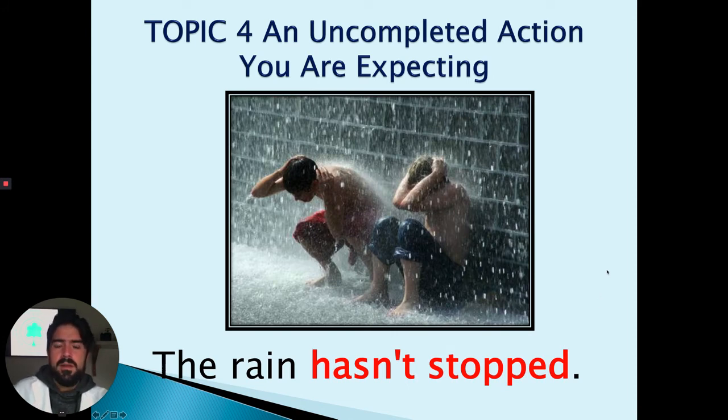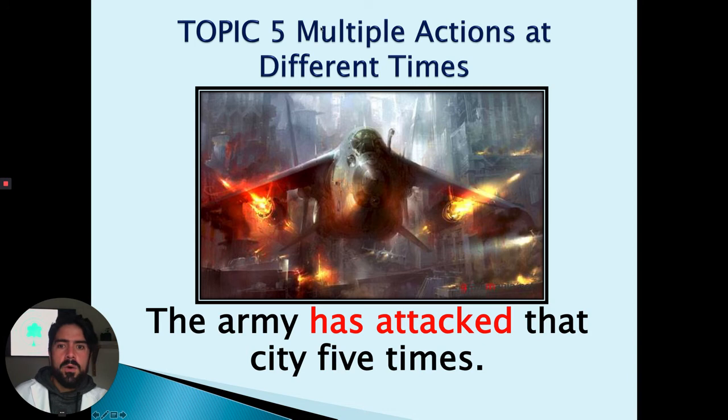Or you are expecting something to happen, but it hasn't happened yet. So, for example, the rain hasn't stopped. You're waiting for the rain to stop, but it hasn't stopped. The rain is it. So, this is why I use has. Or multiple actions at different times. For example, the army has attacked that city 5 times. Okay?